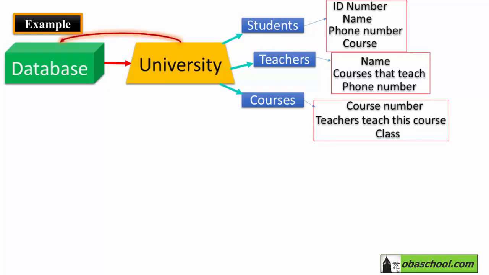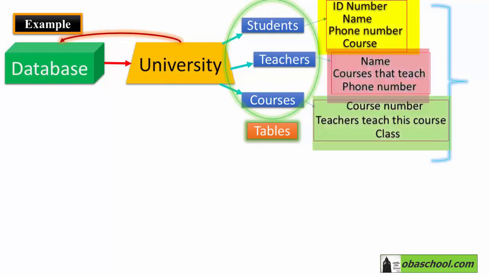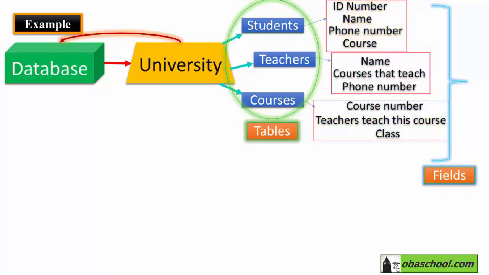Each database has a name. Example here, the database is called university. Students, teachers, and courses are the tables in this database, as we could see here in this figure. Therefore, we have in this database 3 tables, and each table has a name: students table, teachers table, and courses table. The information in these 3 tables are called fields, such as the ID number, name, phone number, etc.